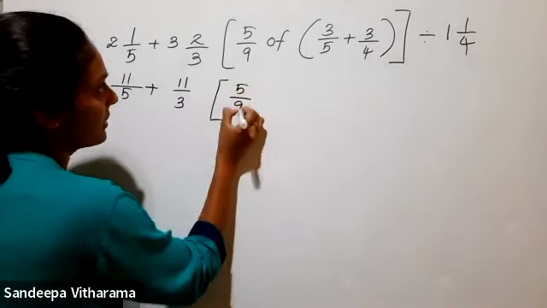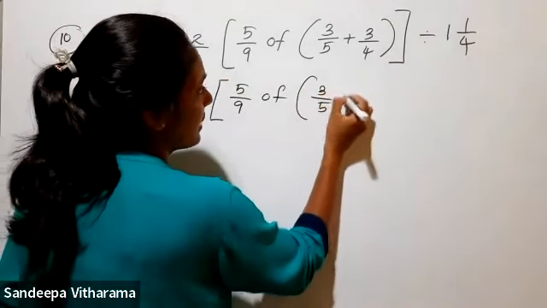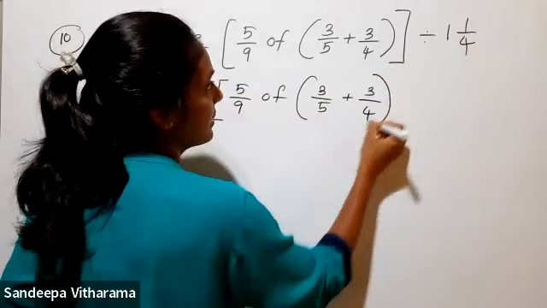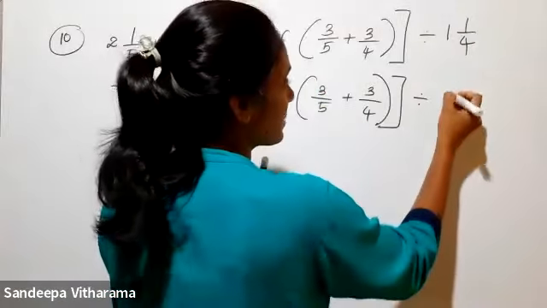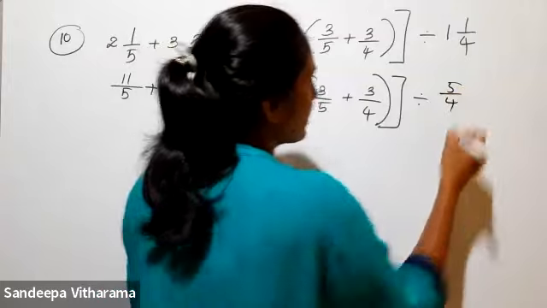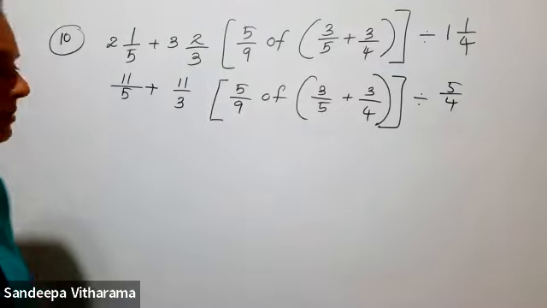5 upon 9 of... until we have completed converting mixed numbers into improper fractions. You have to continue. Okay, look, convert the whole thing.